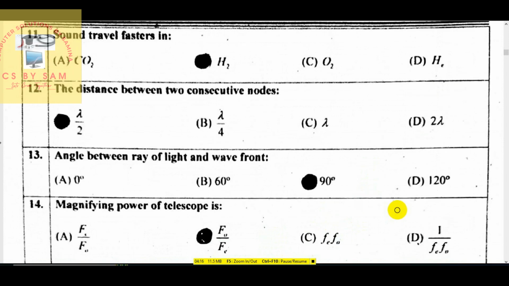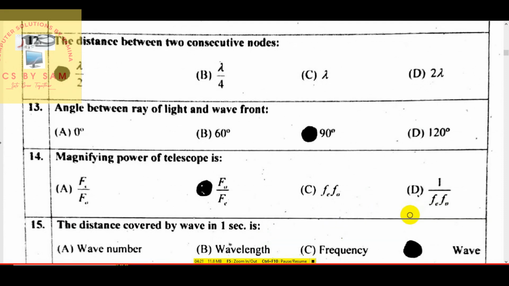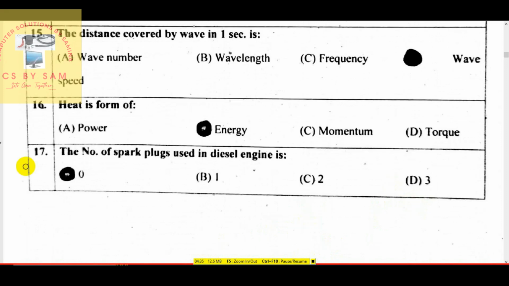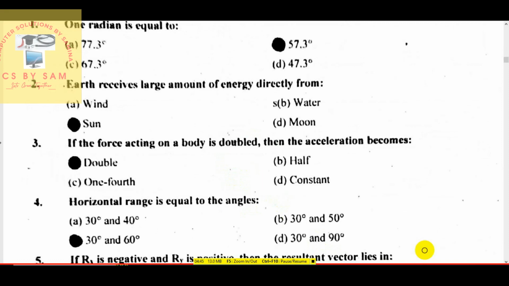Angle between ray of light and wavefront is 90 degree. Magnifying power of the telescope is fo over fe. The distance covered by wave in 1 second is wave speed. Heat is a form of energy. The number of spark plugs used in the diesel engine is 0. 1 radian is equal to 57.3. Earth receives large amount of energy directly from sun. If the force acting on a body is doubled, then the acceleration becomes double.